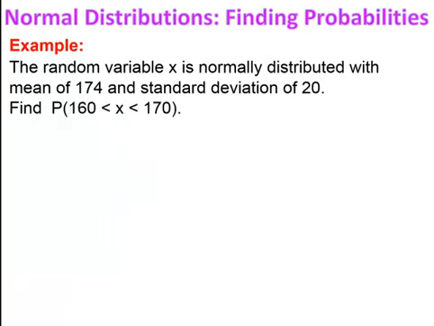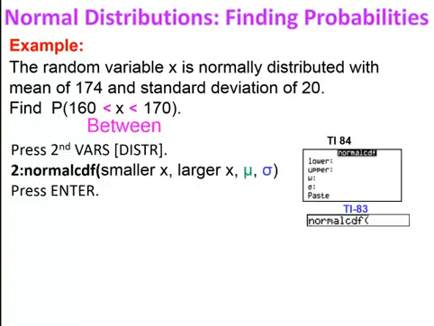So now when we're looking at this one where we have a random variable x that is normally distributed, they're giving us the mean of 174 and a standard deviation of 20. It wants us to find the probability, and again I want you to associate probability with the area. That's how we find probability in a normal distribution. We find the area under the curve between those two numbers.